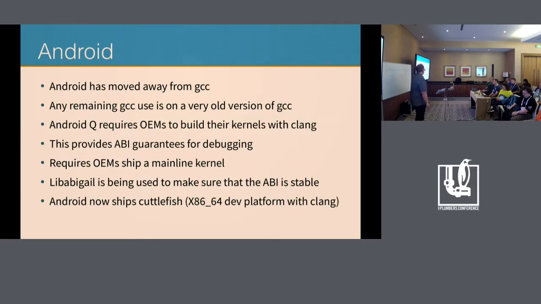To make this easier, one of the things they've now done as well is they've shipped a new dev platform. It's called Cuttlefish. It works for x86-64, and it allows you to essentially do debugging on your development device without having to go to real hardware. It's all 100% Clang built as well, including the kernel, obviously.